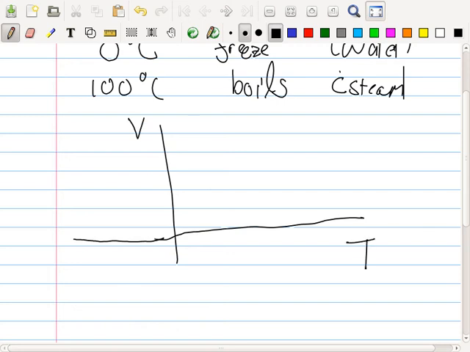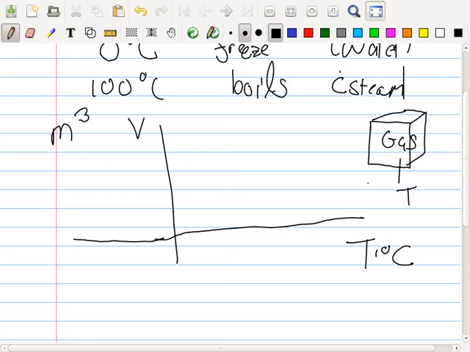Now, here's a graph. Here is temperature and here is volume. What's the unit for temperature? Celsius. And what's the unit for volume? Meter cubed. What I have here in my experiment, I'll make it very simple. I have a box, and it has a gas in it, and I measure the temperature. But I'm able to change the temperature, so I can make it hotter or I can make it colder.